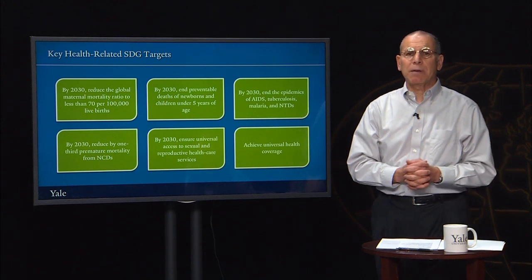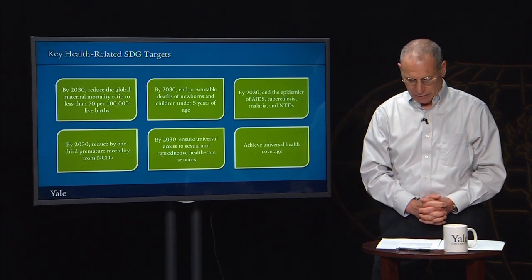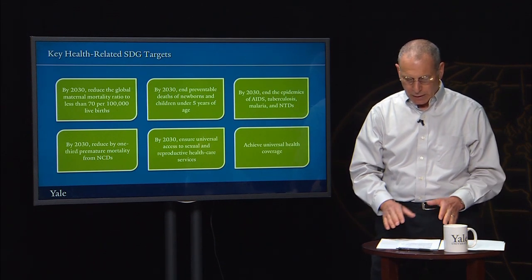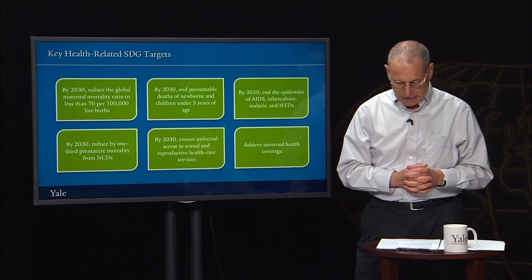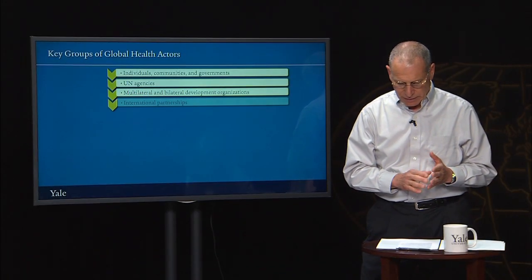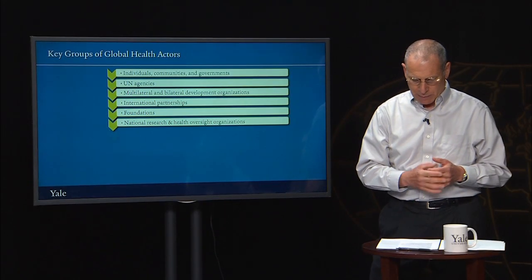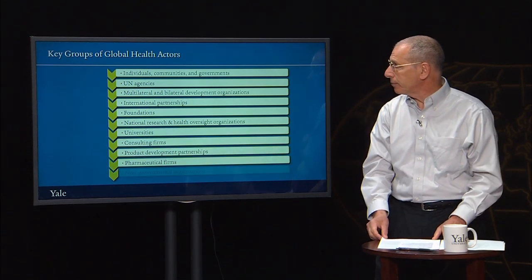Now, another important piece of background information on global health concerns the key actors in the global health arena. One important point to note is that there are many, many actors, and the number of key actors has grown by leaps and bounds, as we say, over the last several decades. To make sense of who these actors are, I want to suggest that you group actors by type of organizations that they represent and by the type of activities in which they engage.